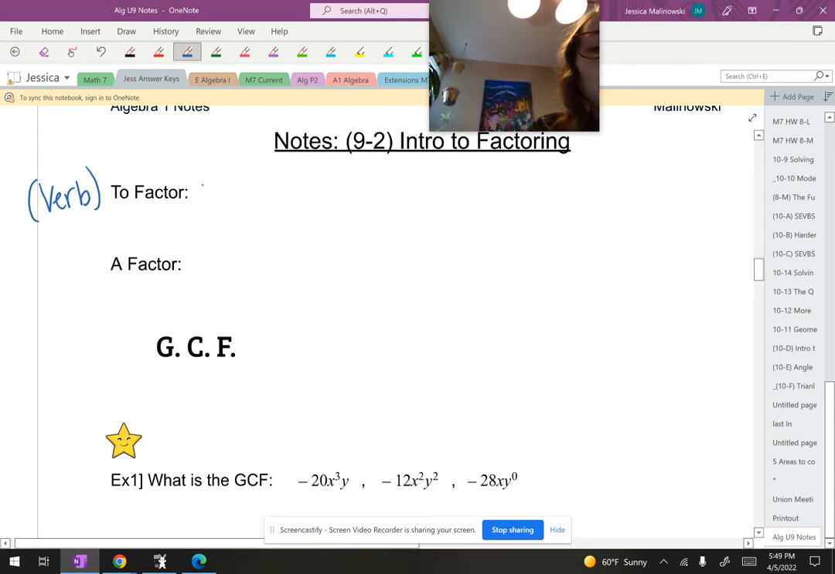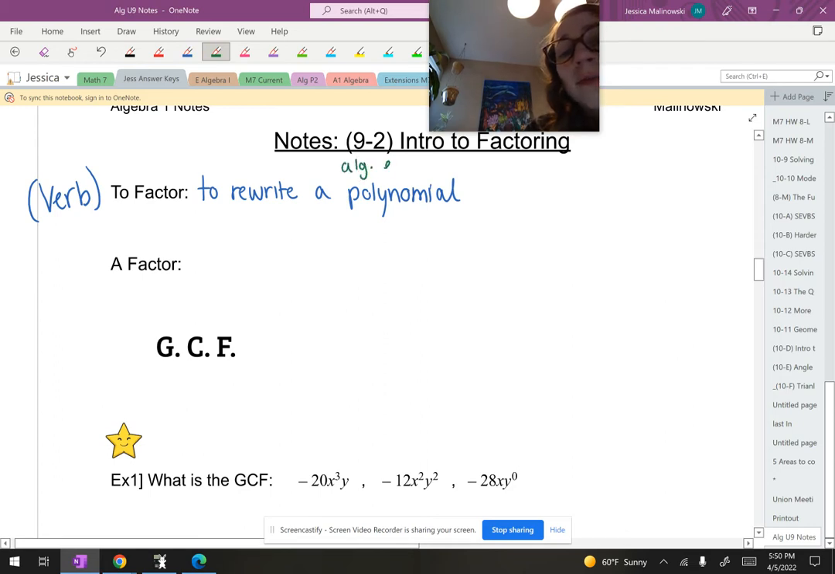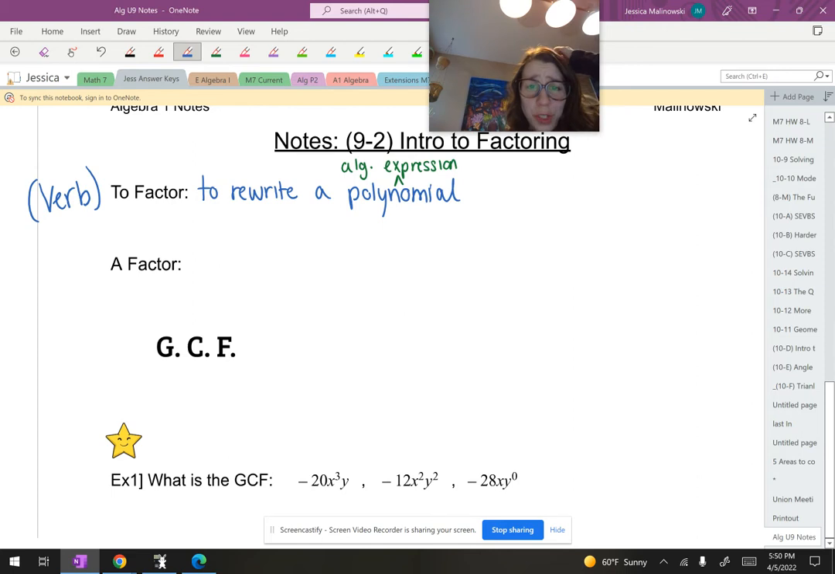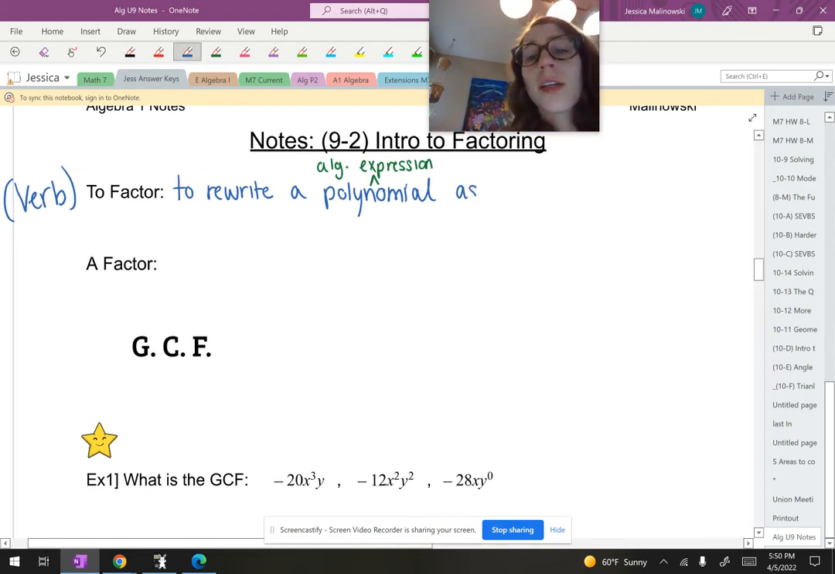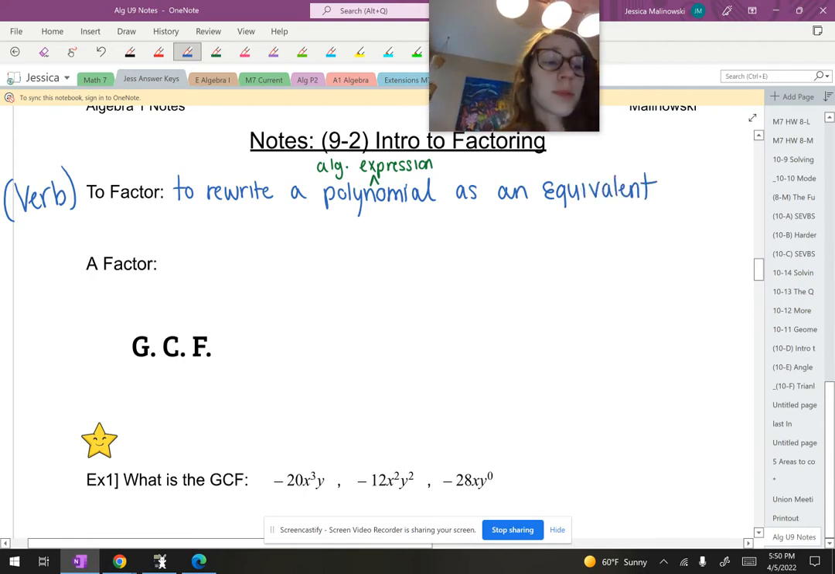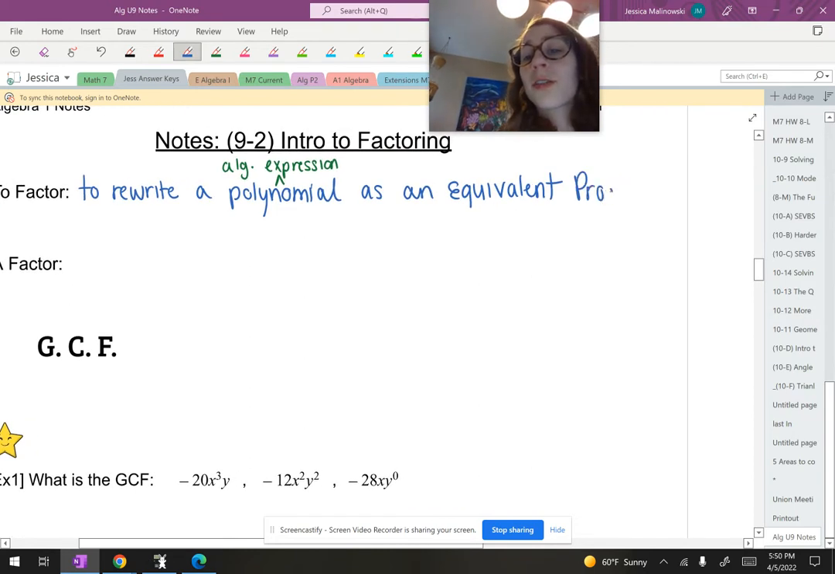And to factor means to rewrite a polynomial. Ooh, big vocab word. Remember, a polynomial is just an algebraic expression. A little reminder. So factor means to rewrite a polynomial as an equivalent product.